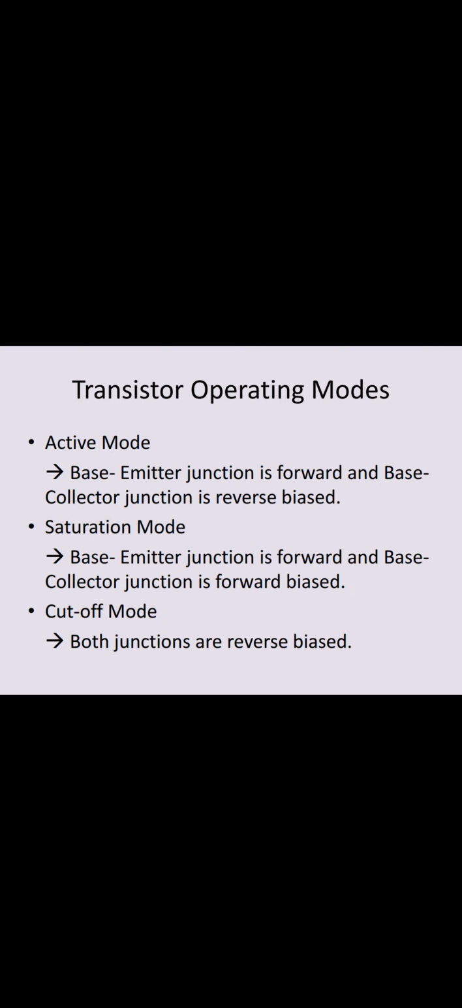The third mode is called the cut-off mode or cut-off region. In this region, both junctions are reverse biased, which is opposite to the saturation mode. There is very little current, which corresponds to a logical off, or an open switch.